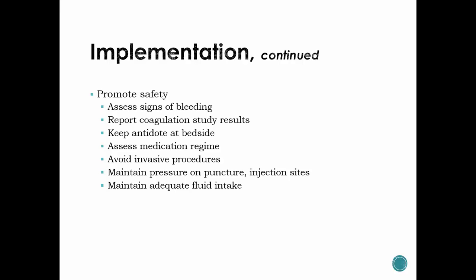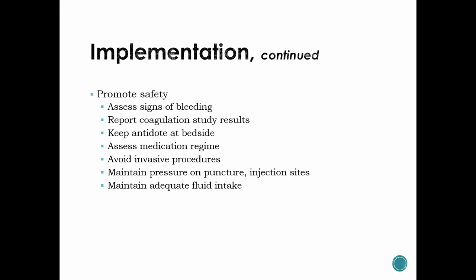Promoting safety, you want to assess the signs of bleeding, so you're going to look at their gums, hematuria, so blood in their urine, looking to see if there's any occult blood in the stool or vomit. Are they having any incisional bleeding, bruising, bleeding from injection sites, joint pain? They could have bleeding in their joints, flank or abdominal pain. They could have bleeding in their abdomen or even in their kidneys.